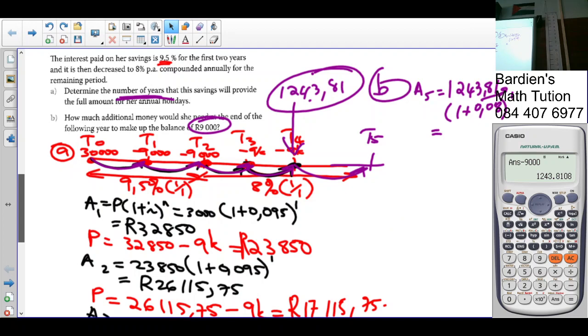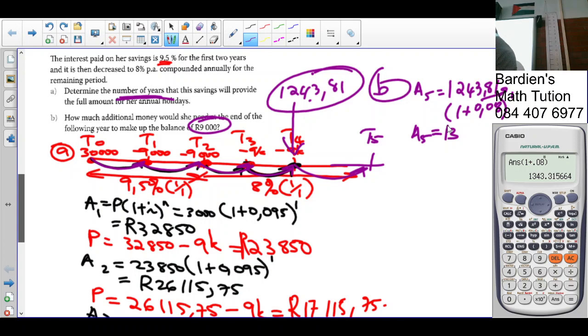So A5 is going to be that answer into 1 plus 0,08 to the exponent 1. It gives you 1,343 rand and 32 cents.